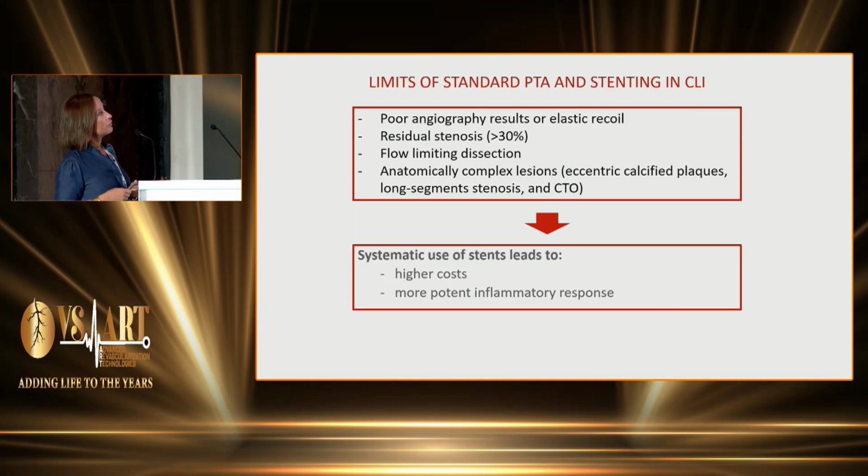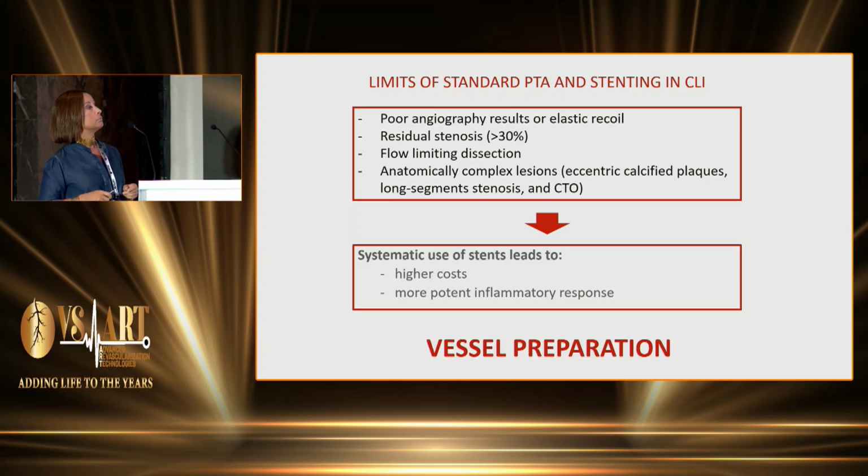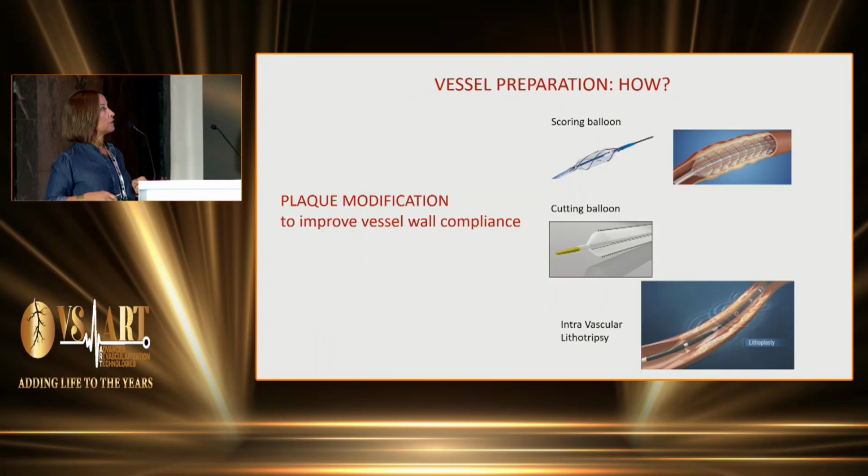So we have a poor angiography result and elastic recoil, we have residual stenosis, we have flow limiting dissection, and we have complications when we work with just PTA. So this would lead to a systematic use of stent with higher cost and more potential inflammation response. So we need a vessel preparation for those cases.